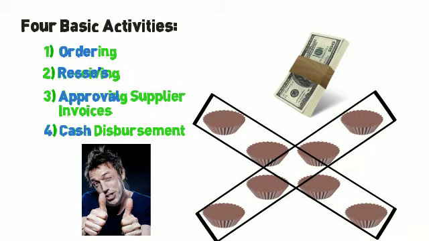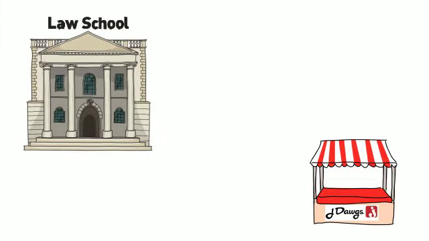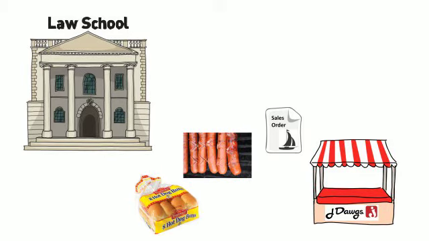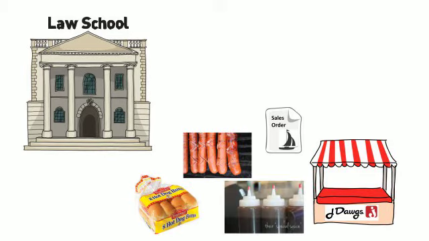We'll now review an example of the expenditure cycle. Remember the law school and J-Dogs? Well, after the law school placed its order, J-Dogs needed to make sure it had everything necessary to fill that order, such as enough dogs, buns, and special sauce. Oh, sweet nectar.